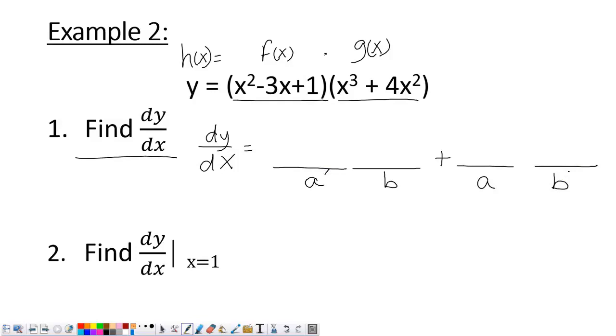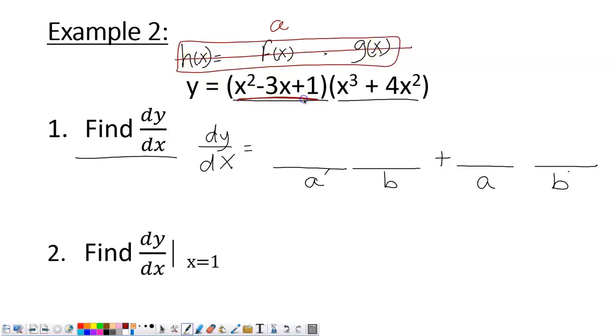Okay, so I'm going to call this F. I'm using two different forms of notation. You don't really need that. I was just demonstrating something. So this first part I'm going to call the A, right?